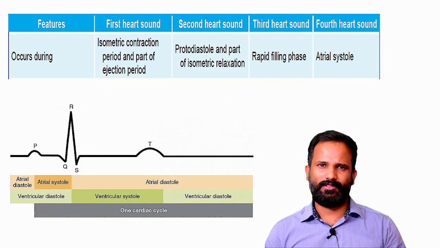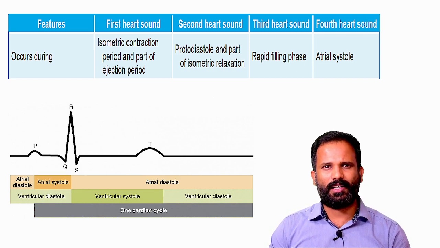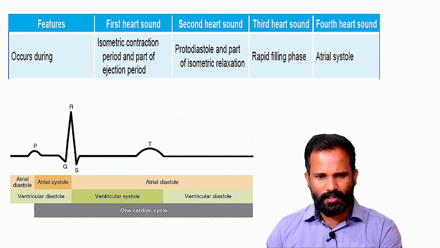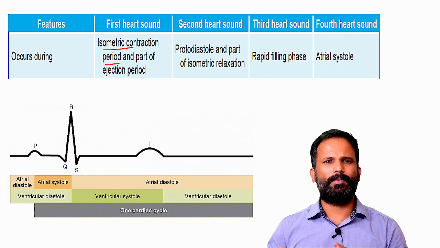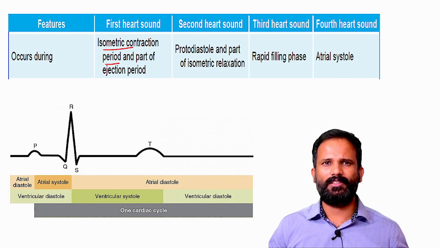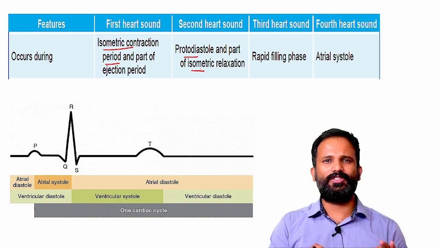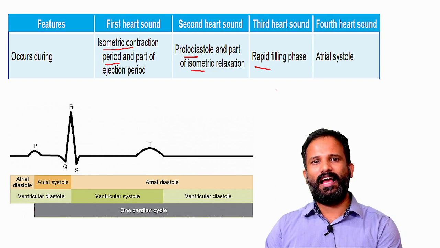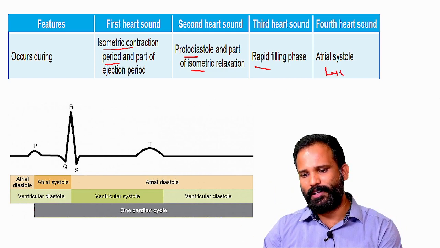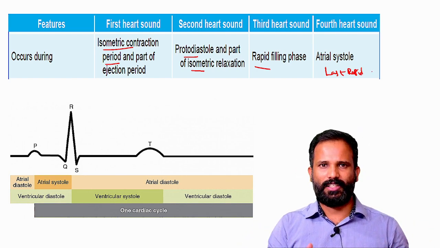Now coming to the heart sounds. We know the first heart sound is due to closure of AV valves. Closure of AV valves occurs during isometric contraction, so the first heart sound will occur in the isometric contraction period and also a part of ejection. And the second heart sound occurs usually in diastole. The first phases of diastole are protodiastole as well as isometric relaxation. The third occurs during rapid filling. The fourth occurs during atrial systole, or we can say last rapid filling. So these are the 4 heart sounds which occur during the cardiac cycle.